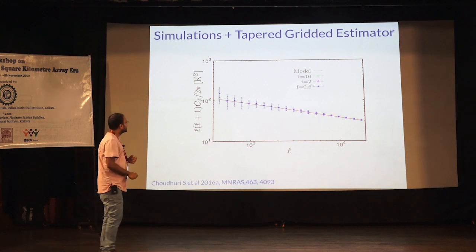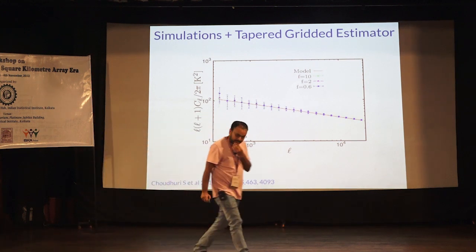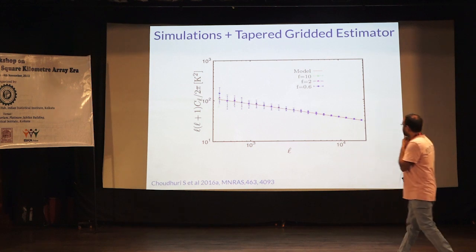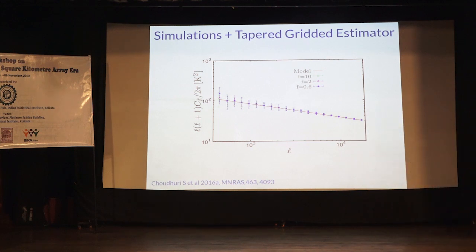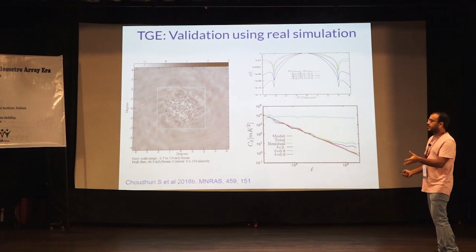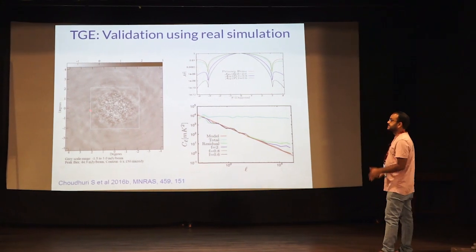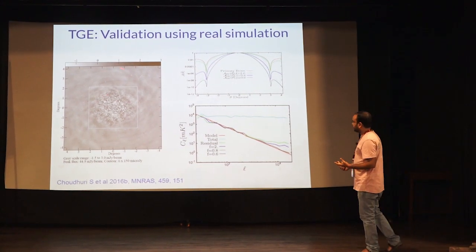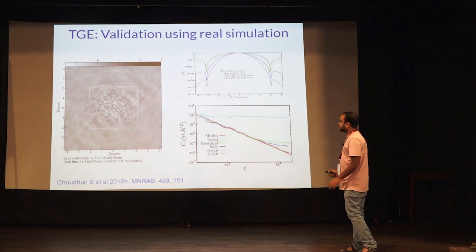And this is a validation in one of the simulations. You can see that the tapered gridded estimator is able to recover the signal quite accurately compared to the model signal. This is the next validation. As I promised that it suppresses the contribution, we have to validate that before going to the data. We have to show that yes, it is suppressed.